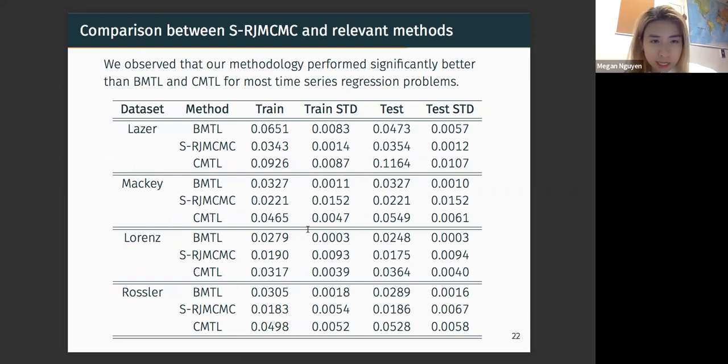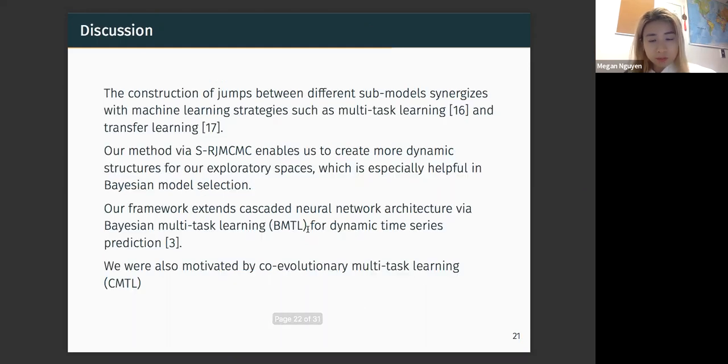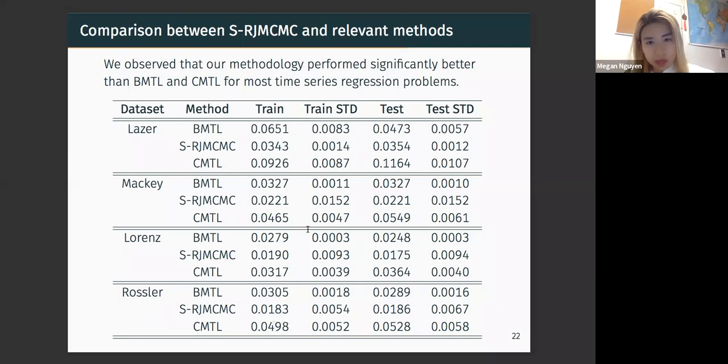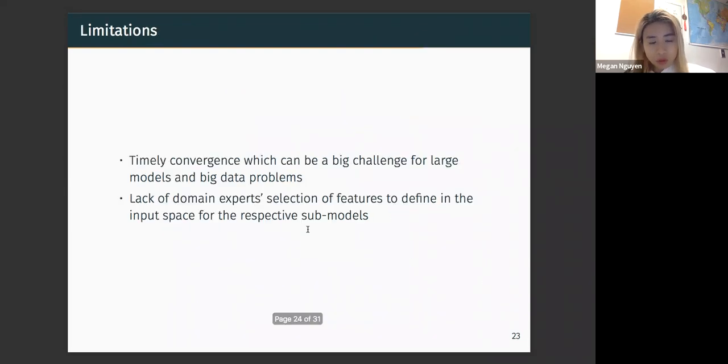And since we are inspired by two methods, which are Bayesian multitask learning and the co-evolutionary multitask learning, we decided to compare this method with all the relevant methods. And we noticed that our method performs significantly better than the two previous methods for most time series regression problems. But of course, this method has certain limitations. The first limitation is that the convergence does take time, and that is a big challenge for large models and big data problems.